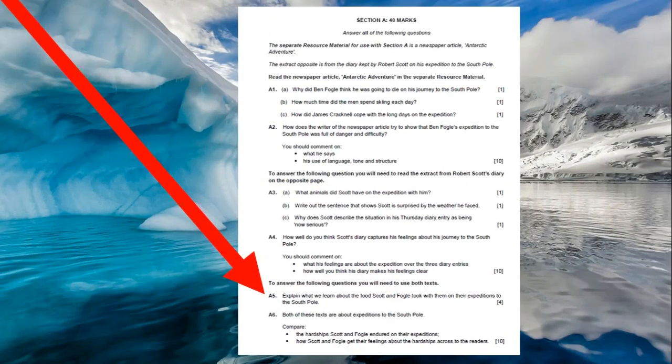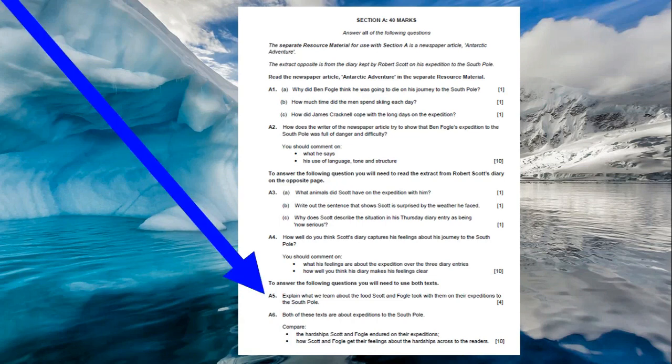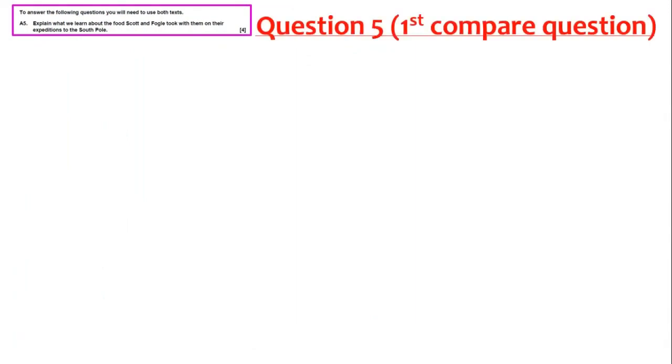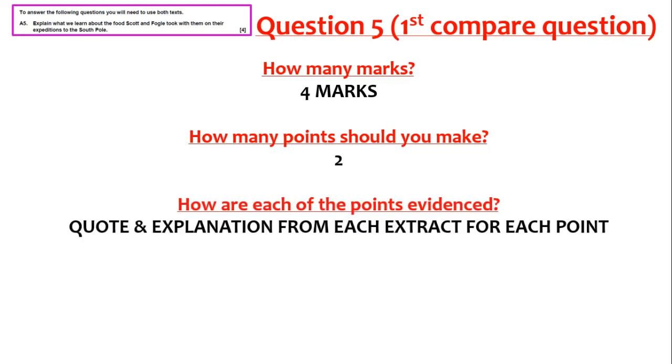So there you go. It's the last but one, penultimate question in the exam. This is the first of two comparison questions where you'll be looking at both texts in the exam. So tips for this question: it's the first compare question. It's worth 4 marks, so we're not spending loads of time on it. So we need to make 2 points really, but we need quotes for each one. So we need a quote and explanation for each extract for each point.